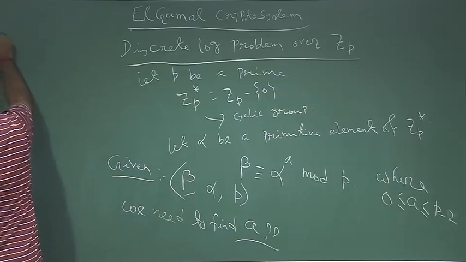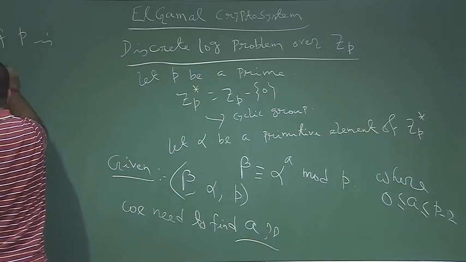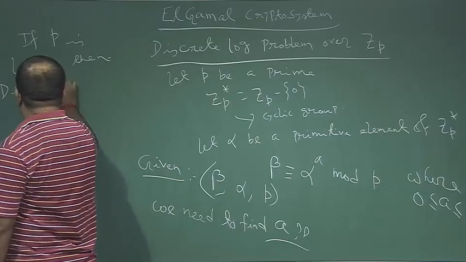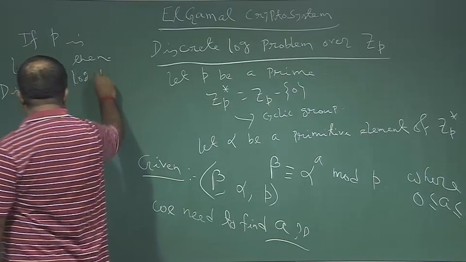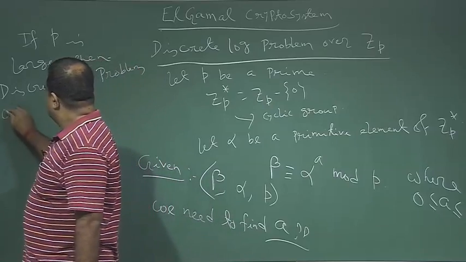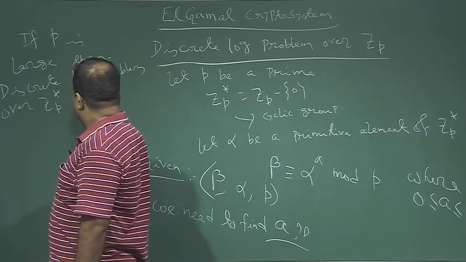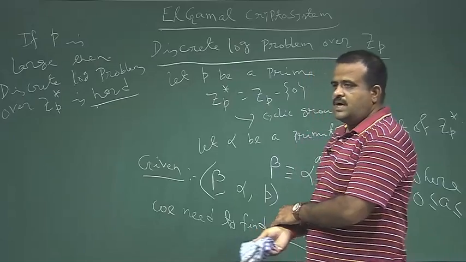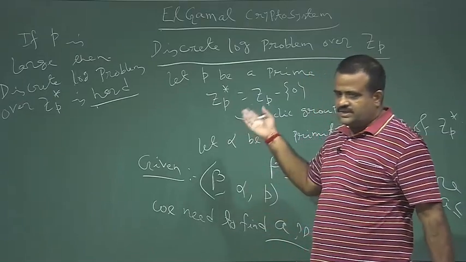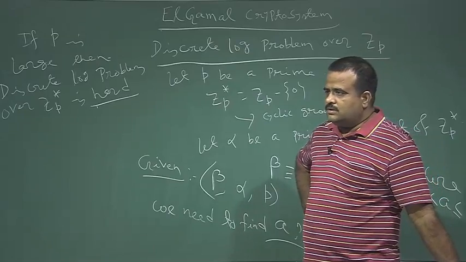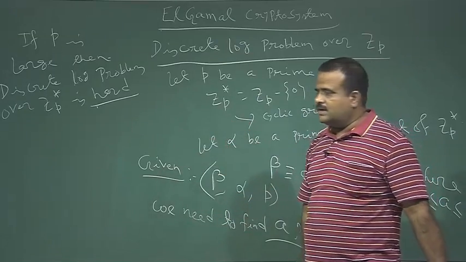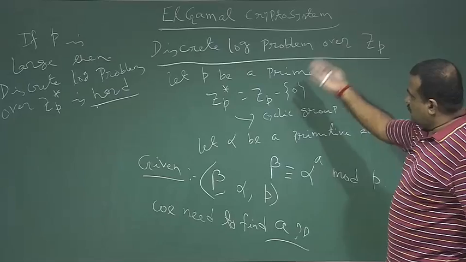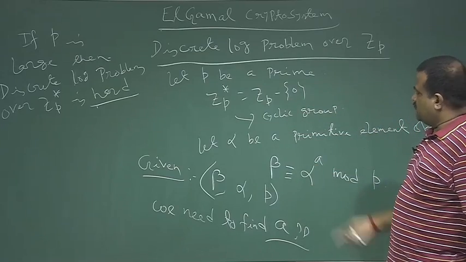So if p is large, then the discrete log problem over Zp star is hard. That means it is not tractable, it is intractable. Okay, so this is the discrete log problem, and we have seen that the Diffie-Hellman key exchange protocol is also based on the discrete log problem. Now this public key ElGamal is based on this discrete log problem, and based on the hardness of this problem.